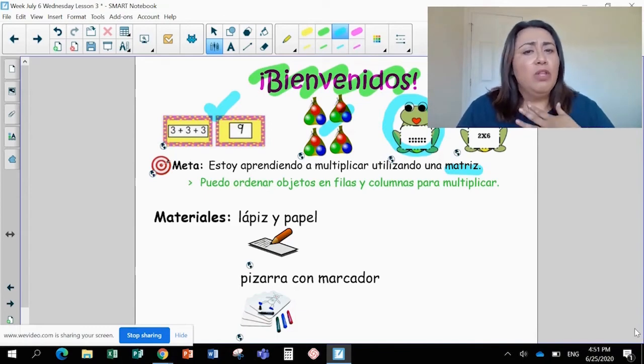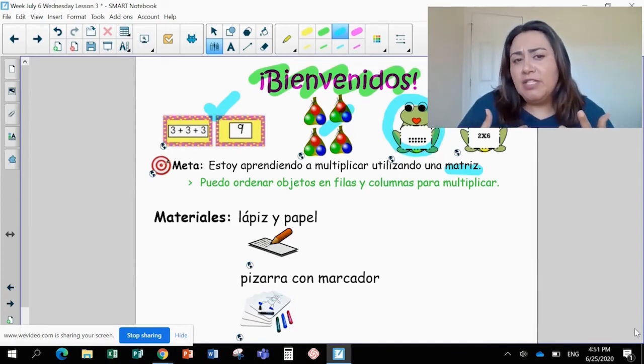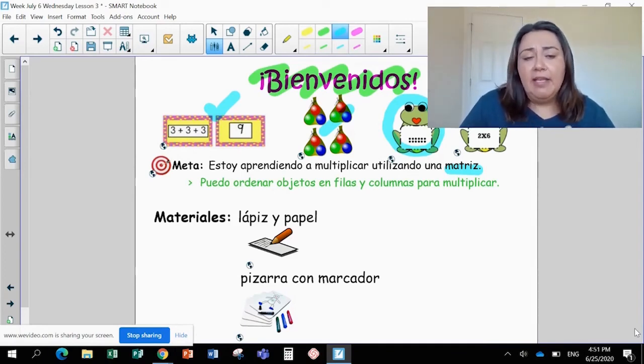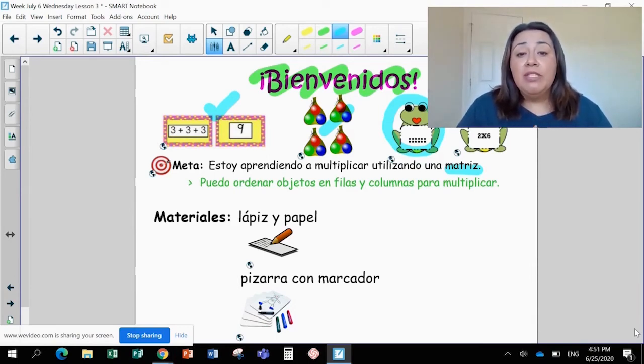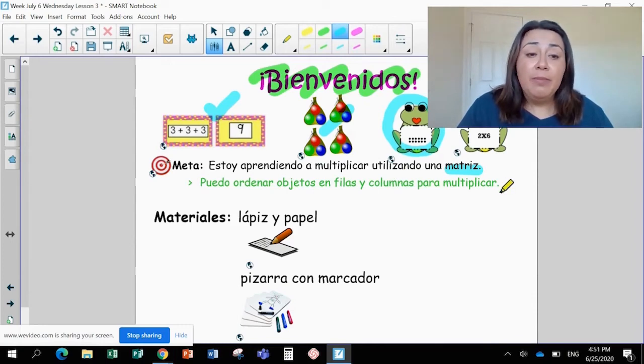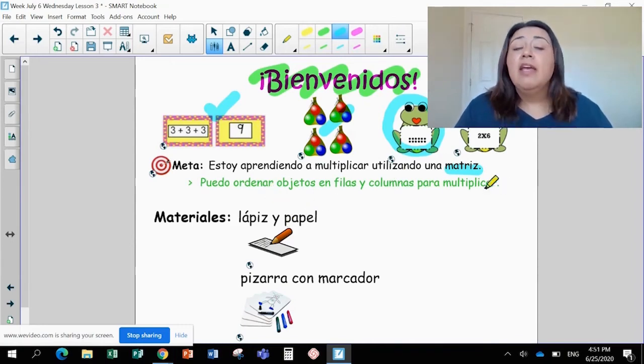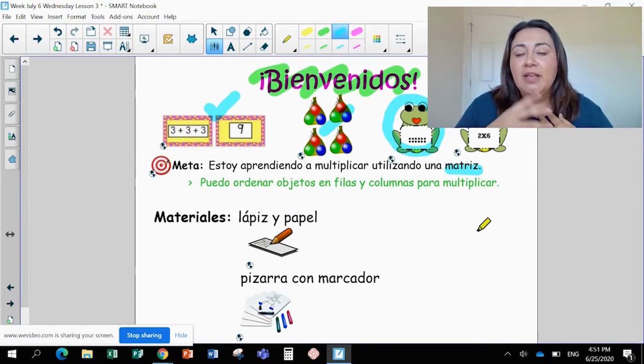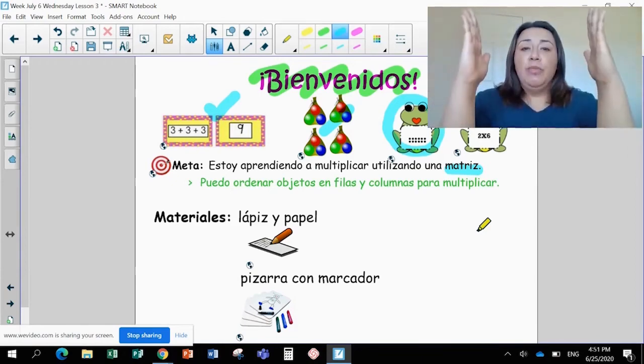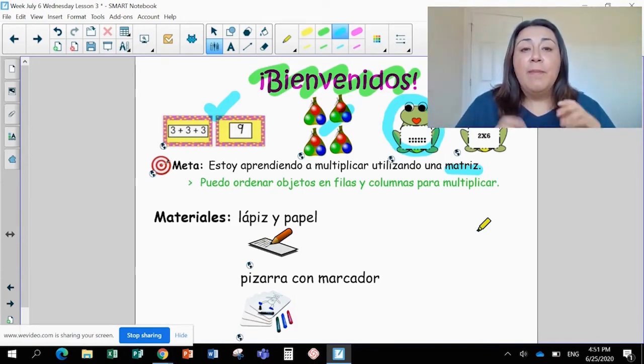Matriz. Cuando yo la escuché por primera vez, me quedé sorprendida porque me recordaba otras cosas que podían significar matriz. Pero en este caso, una matriz es ordenar objetos en filas y columnas para multiplicar. Y ese es su objetivo el día de hoy. Entonces, cuando yo diga matriz, porque esta va a ser nuestra palabra del día, ustedes van a repetir matriz y van a decir filas y columnas. Vamos a intentarlo. Matriz. Matriz. Filas y columnas.